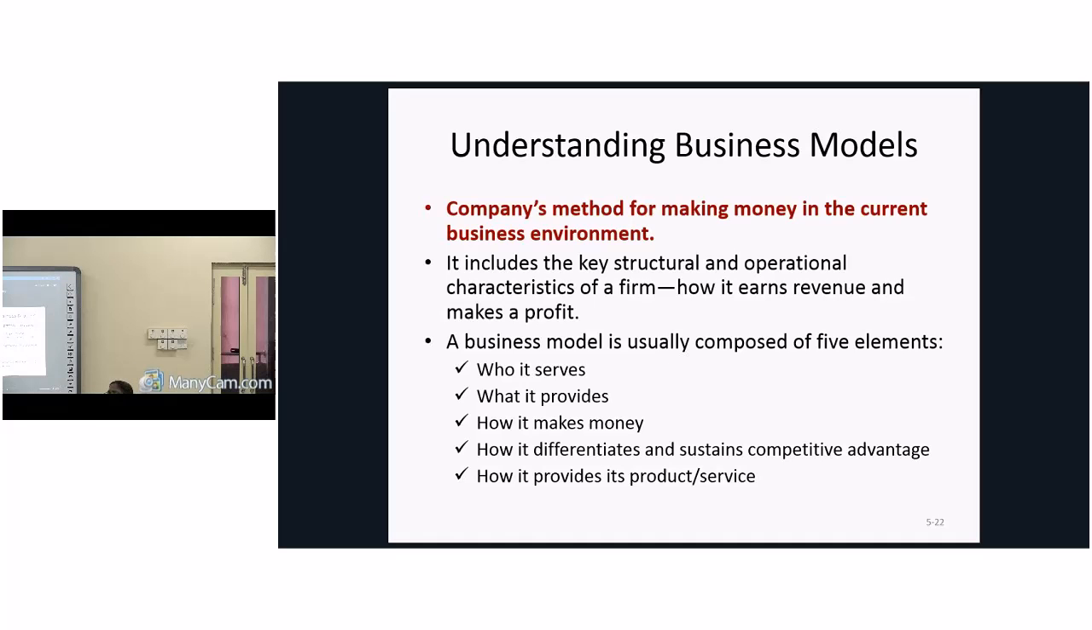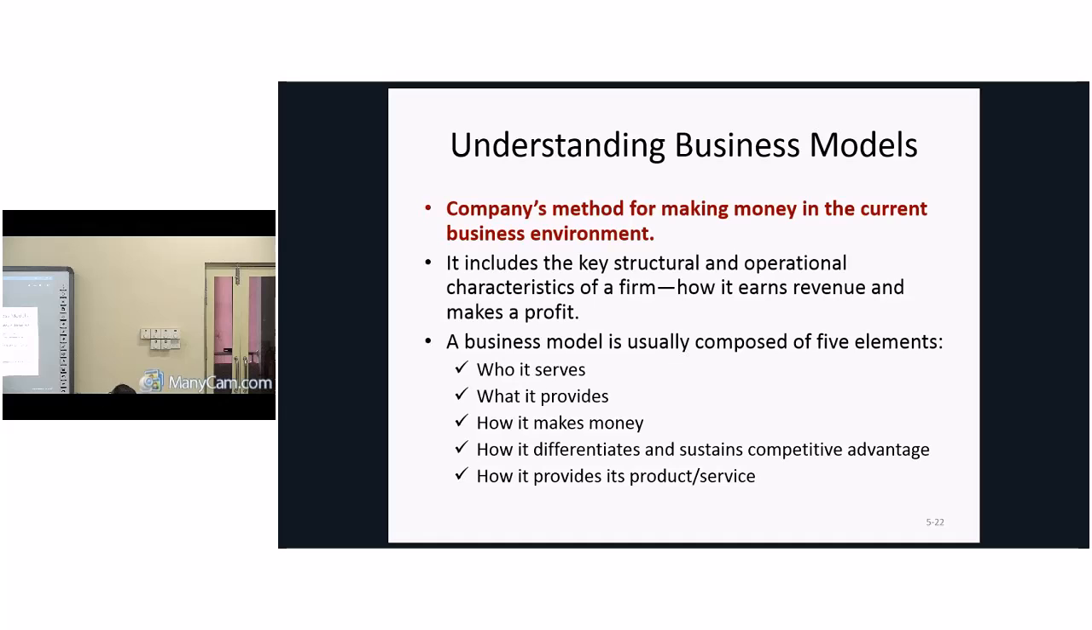Some say manufacturing organizations have a particular business model. They produce products and sell these products. Service organizations have a different business model. They have services, they sell services. That is this way of making money. So, it includes the key structural and operational characteristics of a firm, how it earns revenue and makes profit. In other terms, how it makes profit, how it makes revenue. It describes the business model.